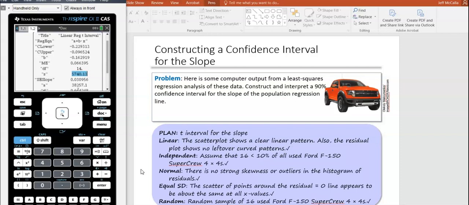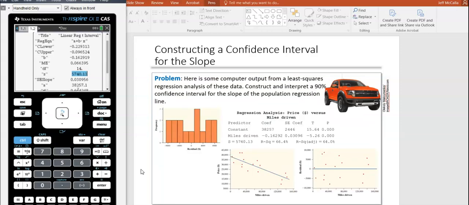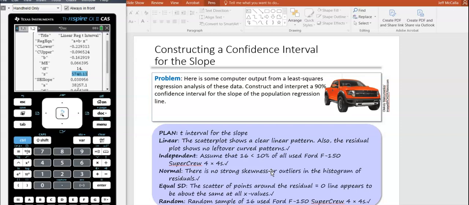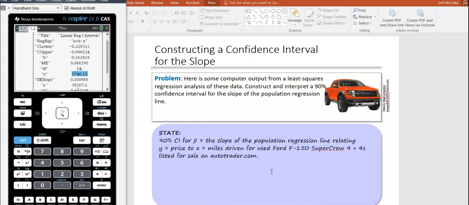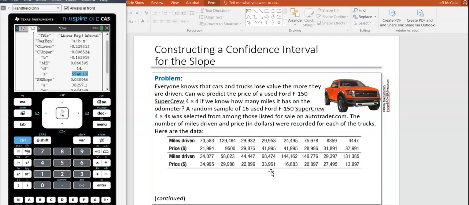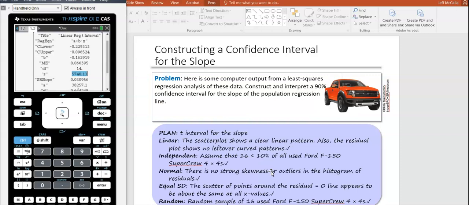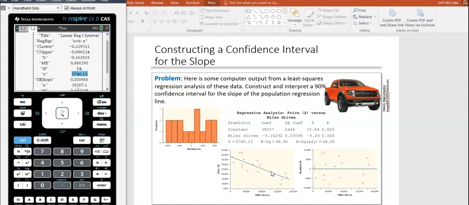The scatter plot shows a clear linear pattern. If you go back, you can see that scatter plot at the bottom does show a linear pattern. Independent, so we would need to check the less than 10% condition. Going back to the problem, there were 16 random samples. There are many more than 160 Super Crews, so that's less than 10%. For the normal condition, there's no strong skewness or outliers in the residuals. There's a little bit of skewness, but not strong, and certainly no outliers.